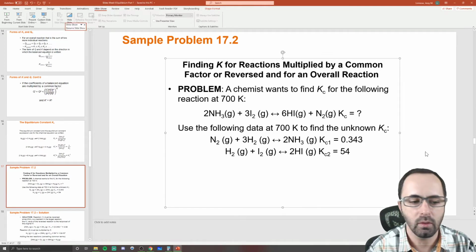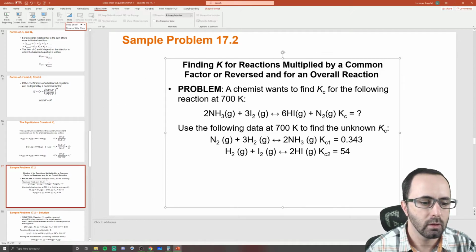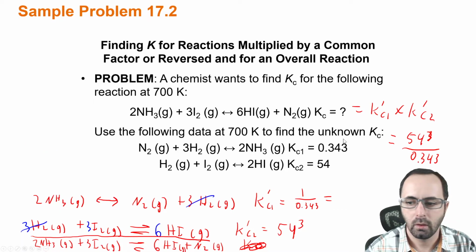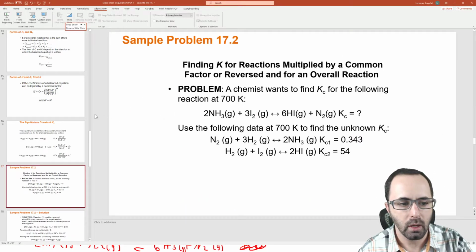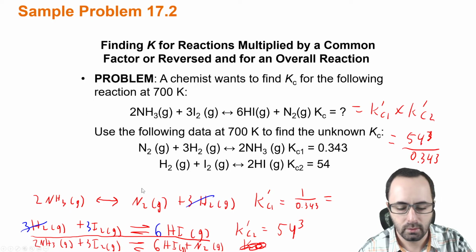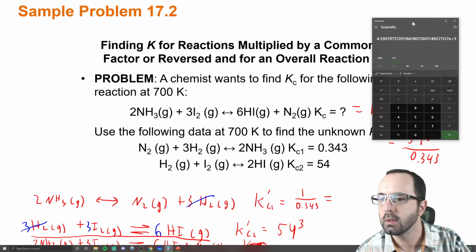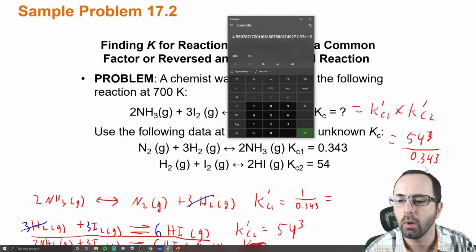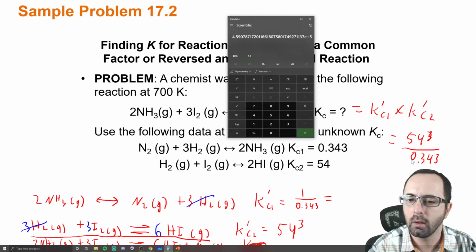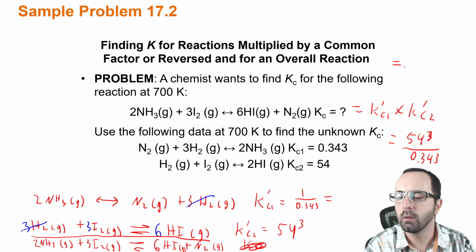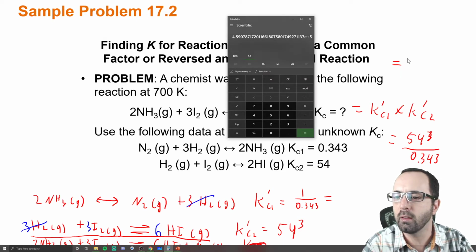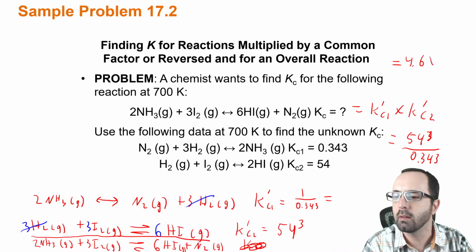I'm going to do this to 2 sig figs. So we got 54 cubed. Okay, so 54 cubed divided by 0.343. Okay, and so our result for this is now, I'll write it right up here. So our new K is 4.6 times 10 to the 5th.